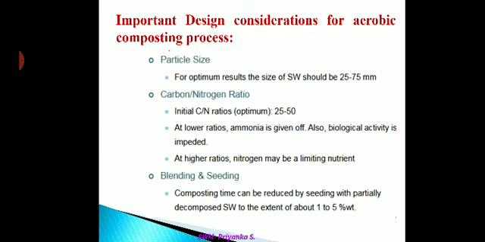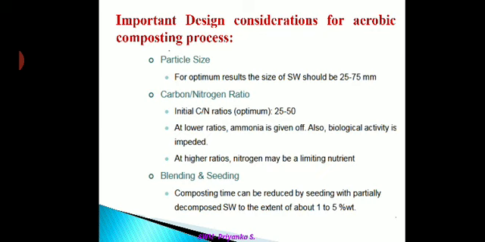The particle size influences the bulk density, internal friction, flow characteristics and the drag forces of the material. The desirable particle size for optimum results is that the size of the solid waste should be 25 to 75 mm. So that is the desirable particle size for the aerobic composting process.